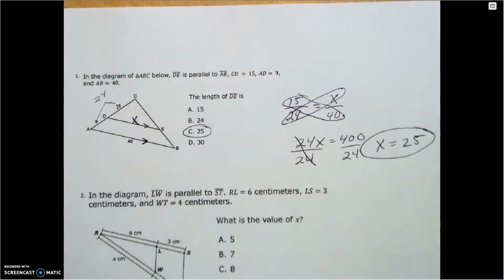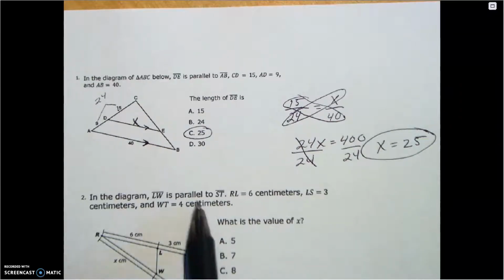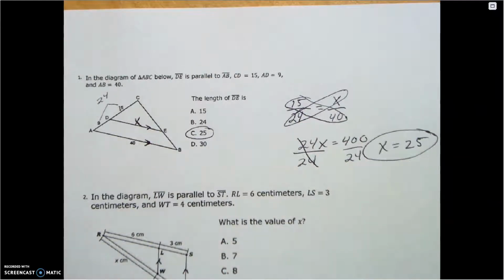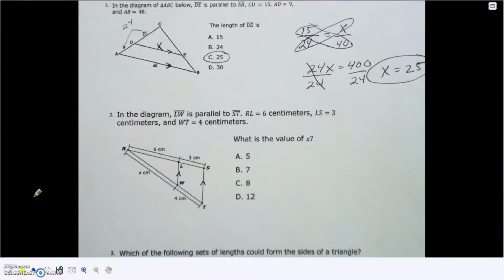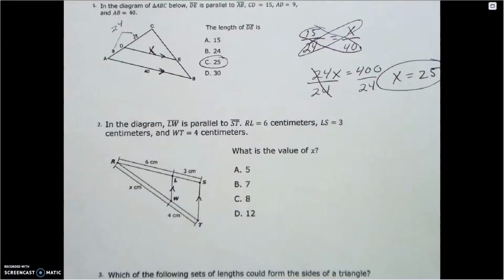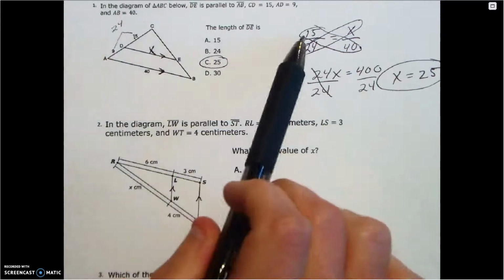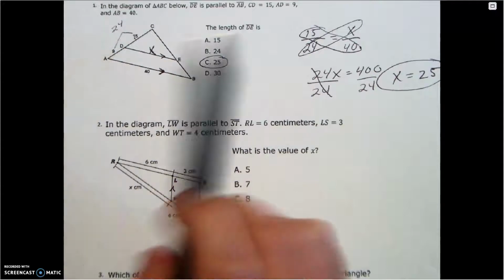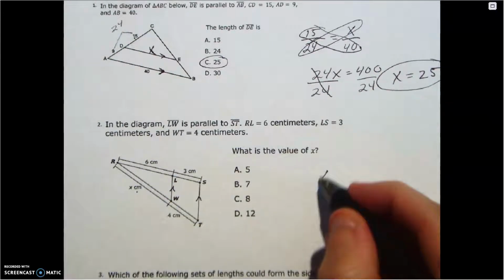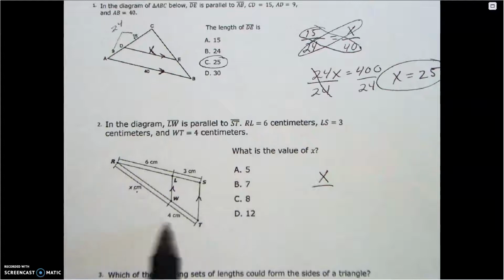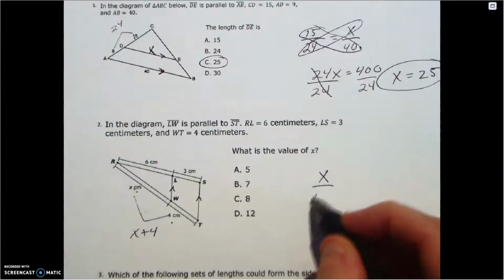Okay, very similar on number 2. Number 2 says that ST is parallel to LW. Alright, so we're going to set it up very similar to how I did number 1. So in number 1, we took 15 and added those two to get 15 over 24. Here, I'm going to say X over, but then I want to add these two. If I add these two right here, it's going to become X plus 4.